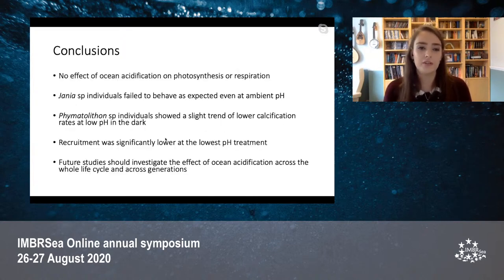So to conclude, I found no effect of ocean acidification on the photosynthesis or respiration of either of the two species I studied. The Jarnia species failed to behave as expected, even at ambient pH, suggesting there was an effect of lab conditions. The Phymatolithon species showed a slight trend of lower calcification rates at low pH in the dark, however, this was not significant. The recruitment of coralline algae in general was significantly lower at the lowest pH treatment. And finally, future studies should investigate the effect of ocean acidification across the whole life cycle of an individual, not just those collected as adults, and across multiple generations.